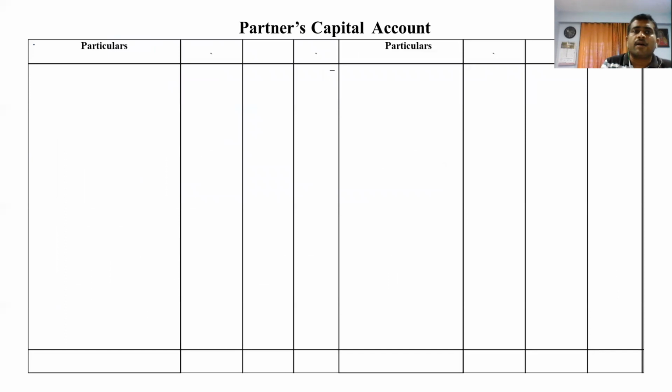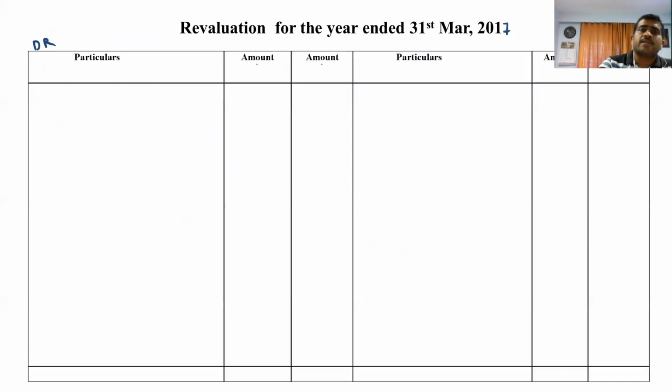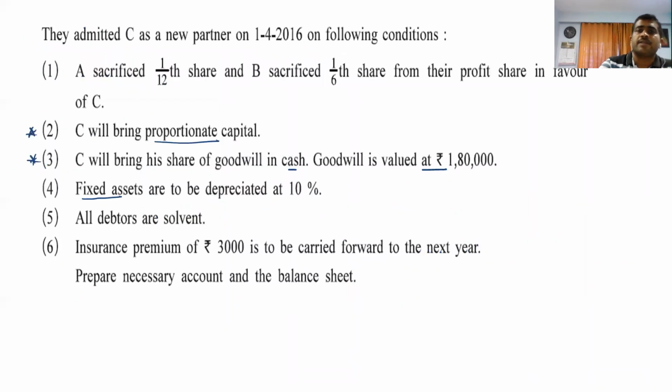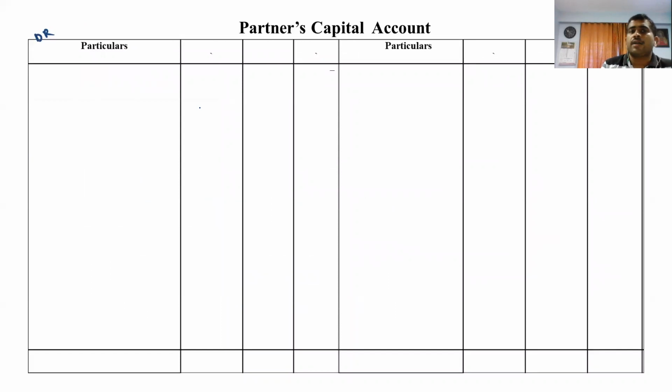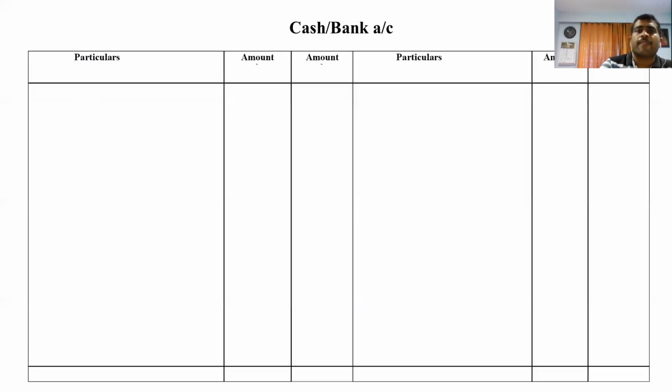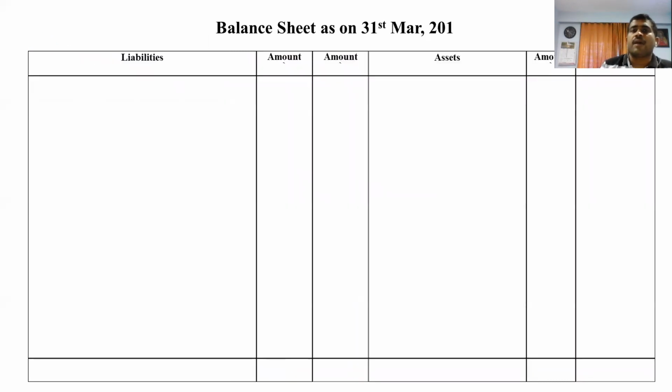Partners capital account. And let's see the partners: A, B, and C. A and B are the old ones, while C is the new one. A, B, C. Cash bank account, debit and credit. Clear? And then the balance sheet as on 31st March 2017.